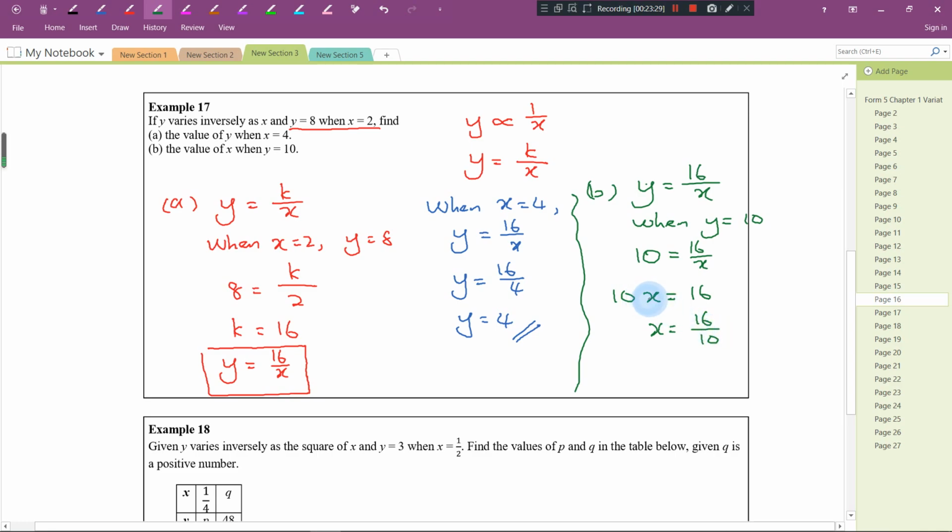Actually, in the exam, you don't have to write this step. You can just interchange their places. X go up, 10 go down. You can directly go to this step. So x is equal to 1.6. Okay, so this is the way we solve the question for inverse variations.